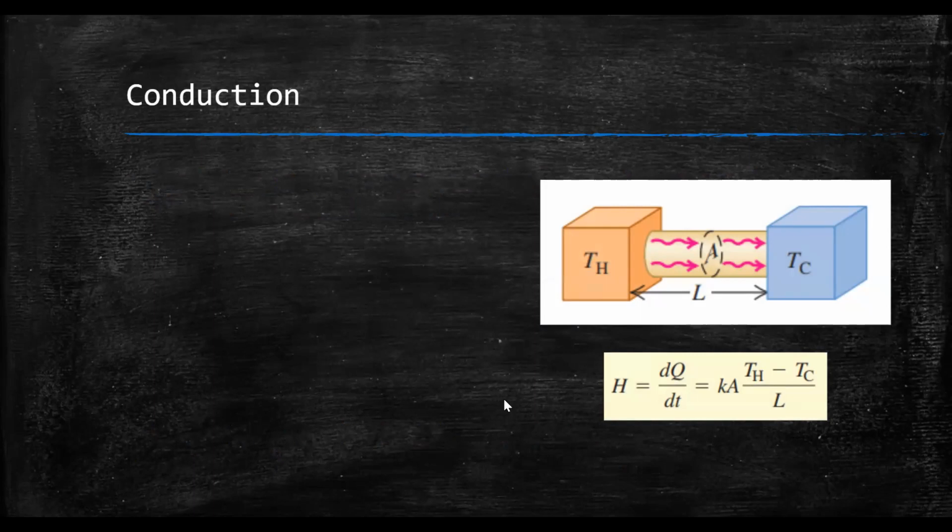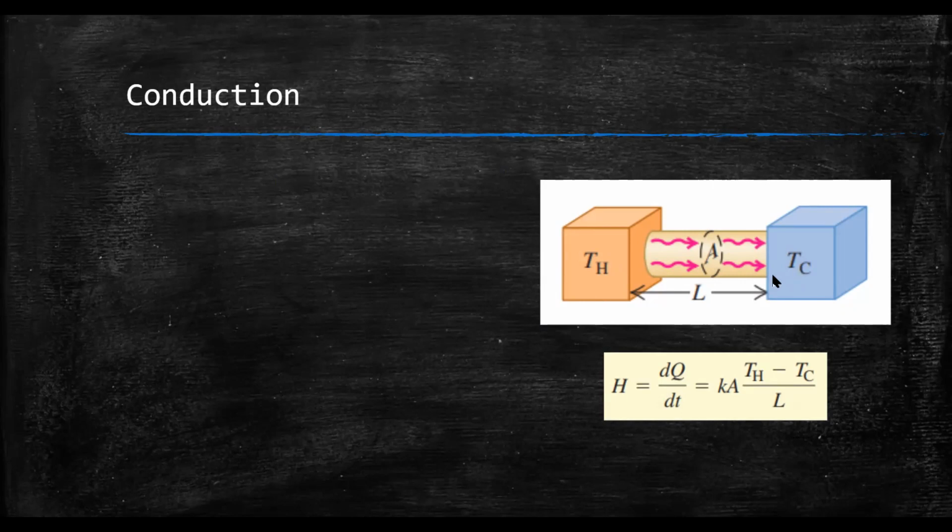This figure shows a conducting rod with a cross-sectional area of A and a length of L. The left end of the rod is kept at a temperature of TH, and the right end at a lower temperature TC, so heat flows from left to right. The sides of the rod are covered by an insulator, so no heat transfer occurs at the sides. Let's say that's the case for this one.